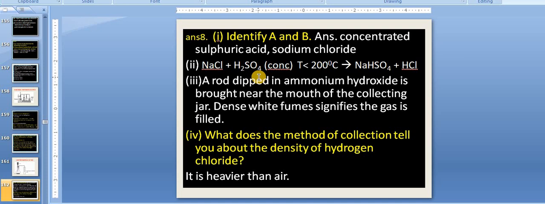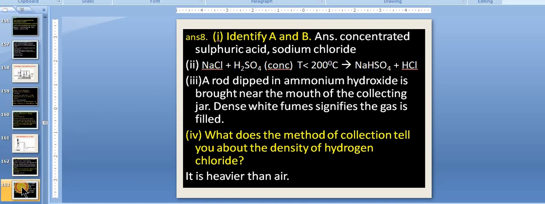Molecular weight is equal to 2 into vapor density, and molecular weight is 36.5. Then vapor density will be 36.5 divided by 2. Very nice, very good answers. Okay, nice. We can go to the next question now.